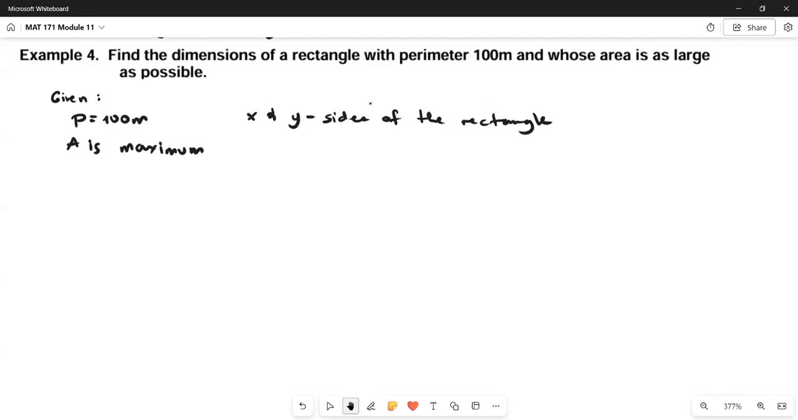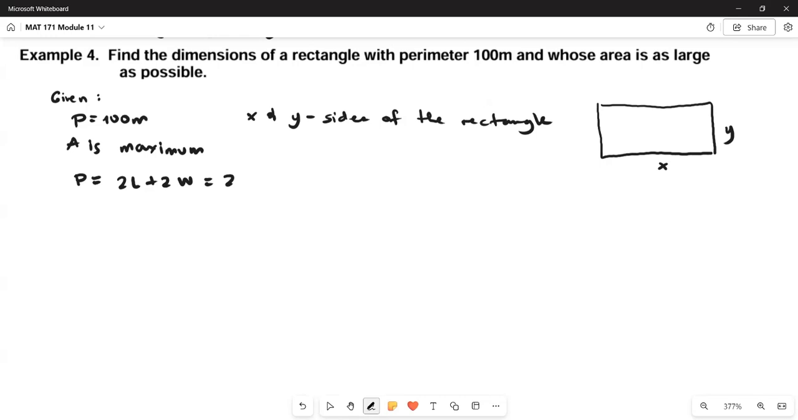Next is drawing natin yung figure. So, para mas malinaw yung ating solution. So, we have here a rectangle wherein ito yung x, ito yung y. So, by formula, yung perimeter natin is, sa rectangle ay 2L plus 2W. Or yung L is yung x plus 2W. Ayan. Eh, yung perimeter binigay sa atin yan ay 100. So, meron kang 2x. Hindi ko napalitan tong W ng y.